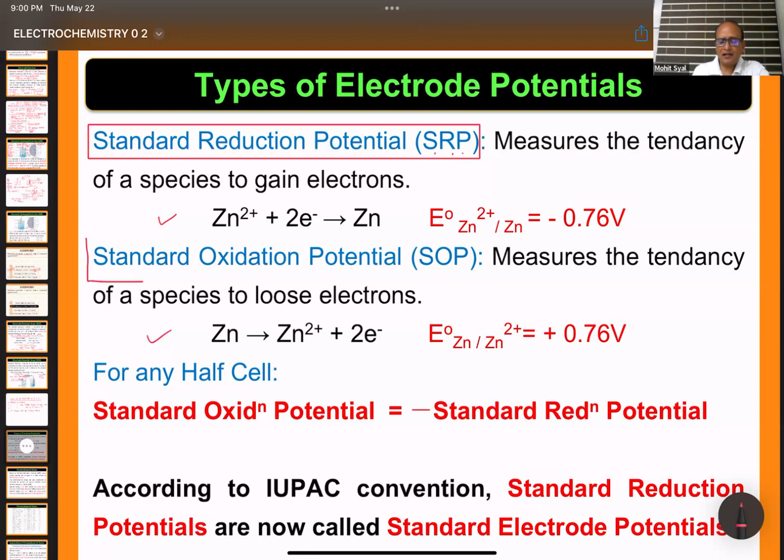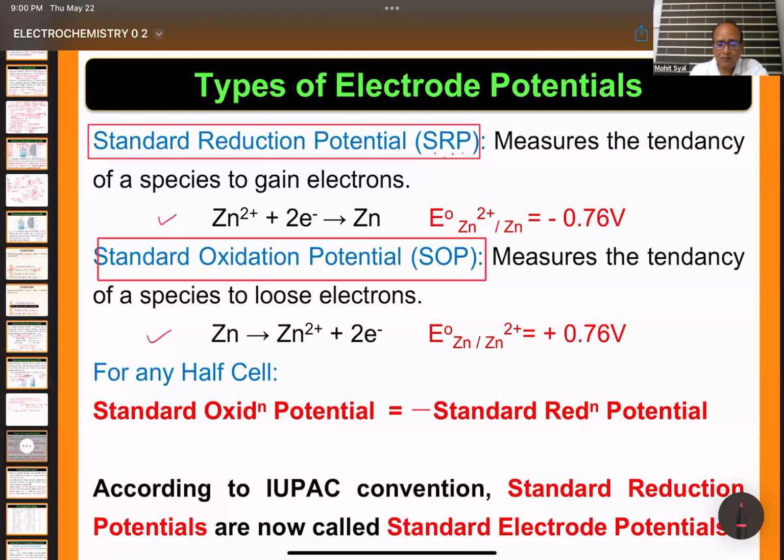Another is standard oxidation potential, SOP. Standard reduction potential, SRP. These two electrode potentials, SRP and SOP, can be there for any ion. Okay, and what do they mean?